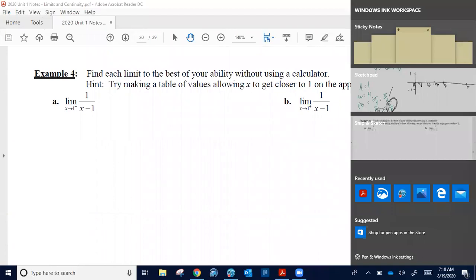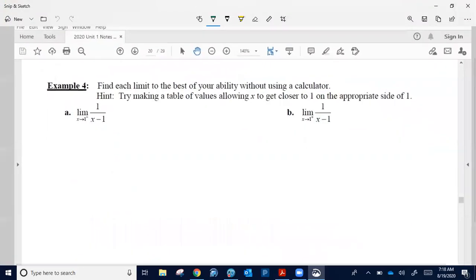And finally, solving a limit. Ideally, if the limit problem, we plug 1 in. If I did that, I'm going to get 1 over 1 minus 1, which is 1 over 0. That's undefined. That doesn't have an answer for me. So it's not real useful.